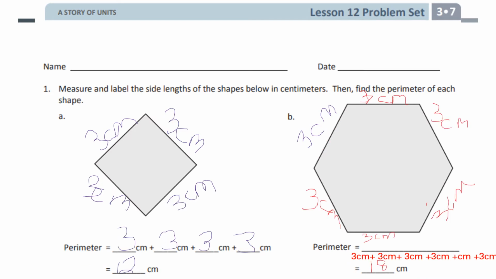All right, we're going to go over the answer now. As you can see, I wrote 3 centimeters for the rest of the sides because it had asked us to label it. And you can see I wrote 3 centimeters plus 3 centimeters plus 3 centimeters plus 3 centimeters plus 3 centimeters plus 3 centimeters equals 18 centimeters. So let's keep going.